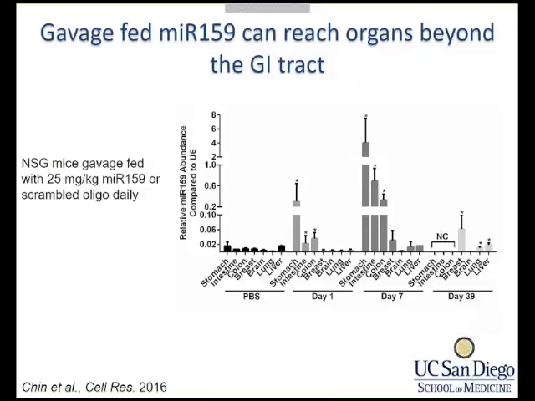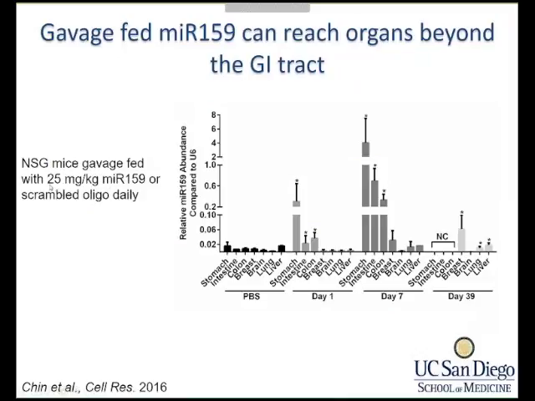Lastly, we tried to feed nude mice with either synthetic miR-159 or plants that are high in miR-159, which I'll explain later. With the synthetic miR-159, we did oral gavage at a very high concentration, 25 milligrams per kilogram.